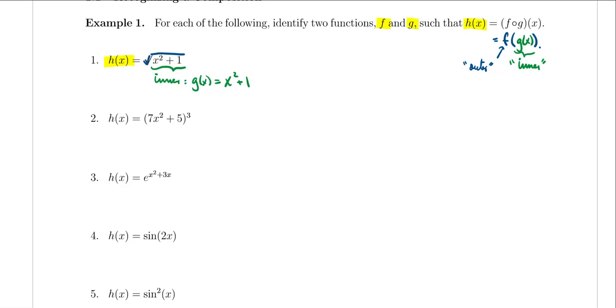Alright, so we're placing the g of x inside of what? Well, we're placing it inside the square root function. So my outer function here, f of x, will be the square root of x. Now, does this function composition work?